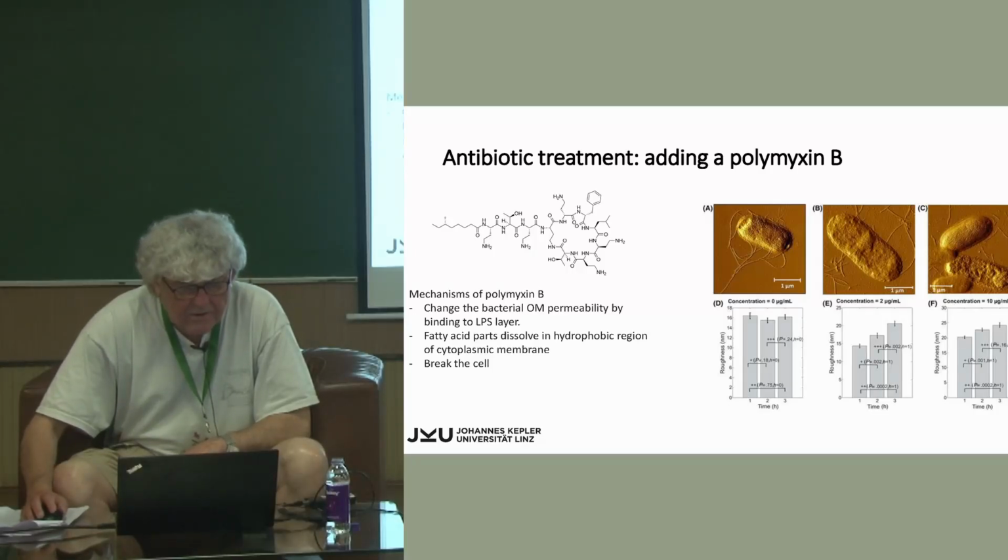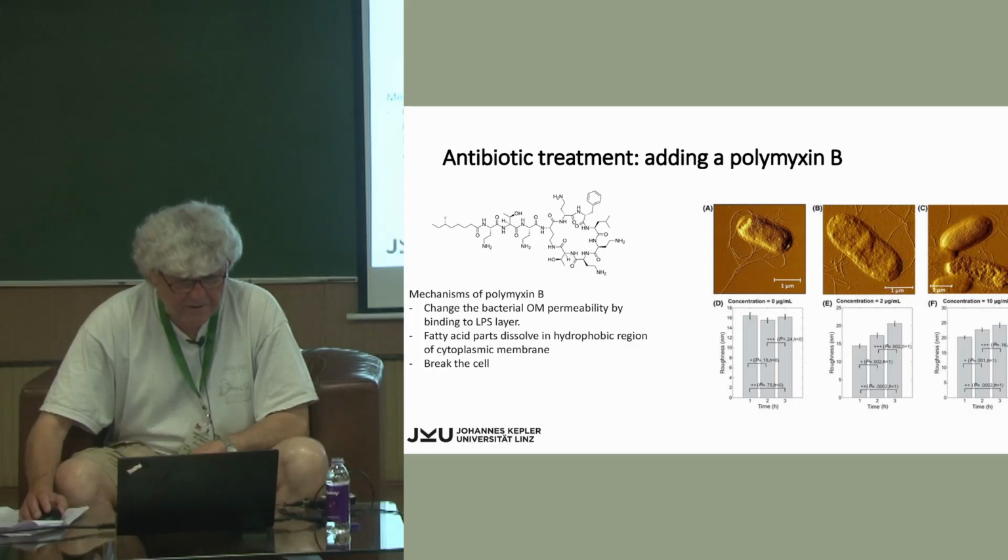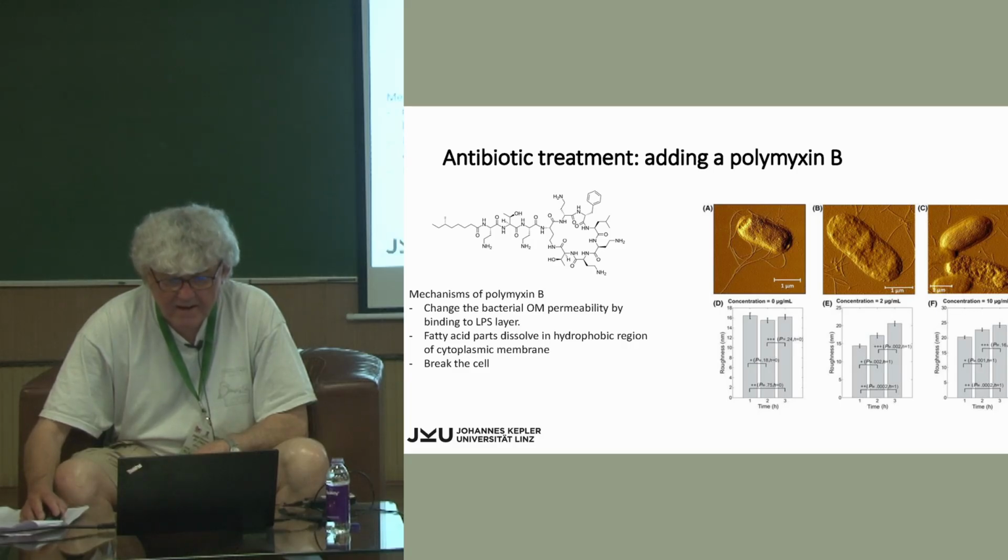Then we also know that we can use antibiotics to destroy bacteria. That was found very early, and the mechanism can also be followed with AFM. So polymyxin is an antibiotic, and that is its structure. If we apply it to the bacterial surfaces, it changes the outer membrane because it dissolves into the membrane, and then it finally breaks the cell, as you see here.